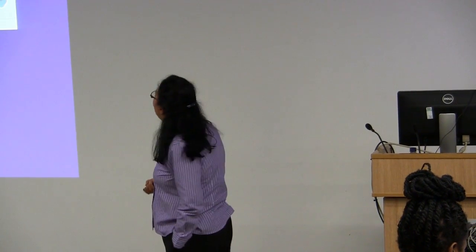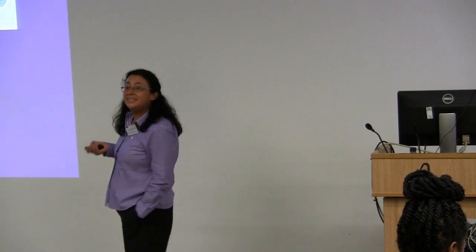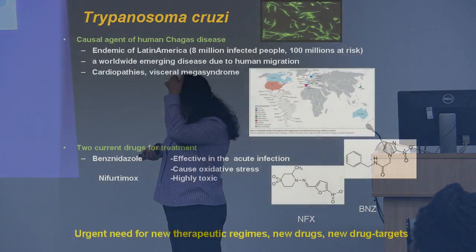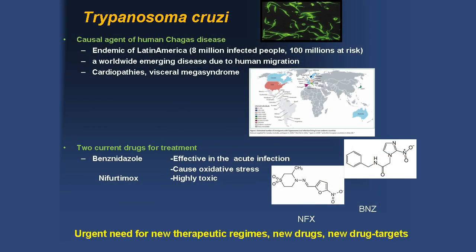So I'm a parasitologist, so I have to talk about the parasite and why it is important for us to study. Trypanosoma cruzi is the causal agent of human Chagas disease, which is endemic to Latin American countries. But now this disease has spread all over the world because people emigrate to the United States, Europe, and even Australia.